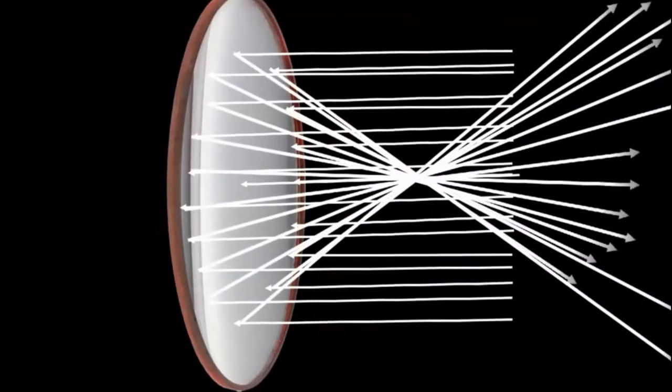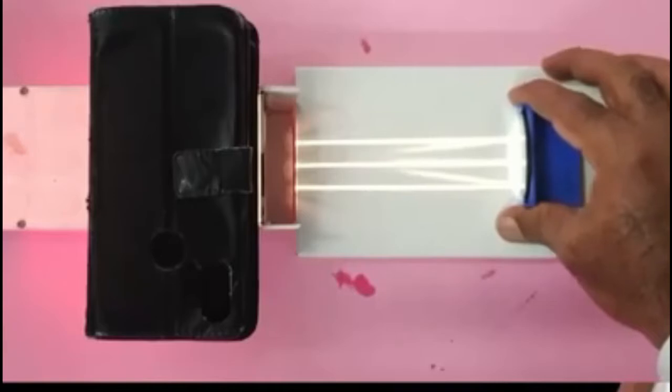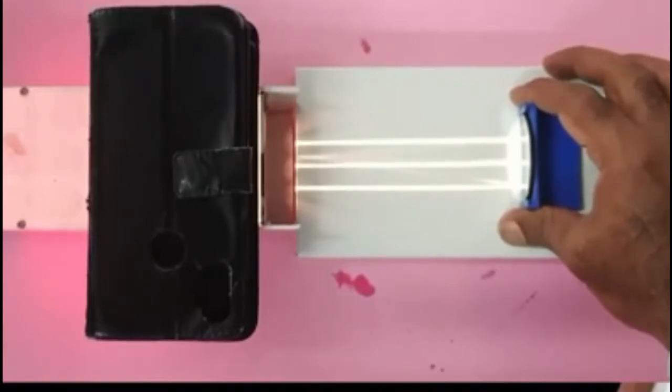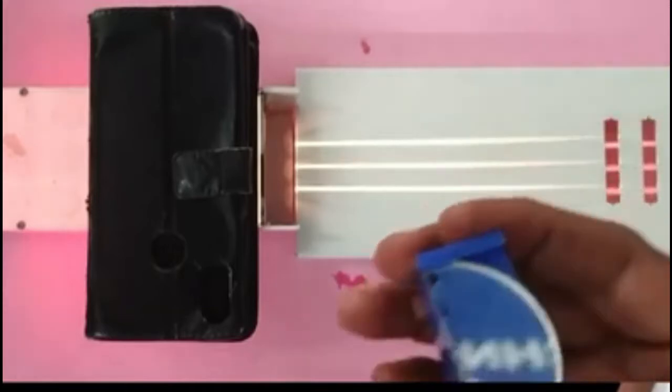What you are watching right in front of you is a convergence of light. Converge means bringing all that light together at one particular point. Now look at these rays. All the rays which are coming from far away are generally light rays which are parallel to each other. They are parallel to each other.